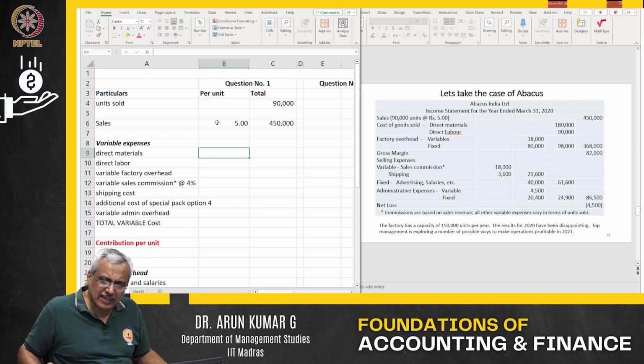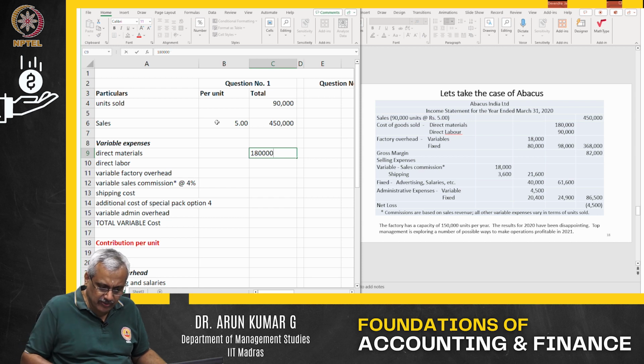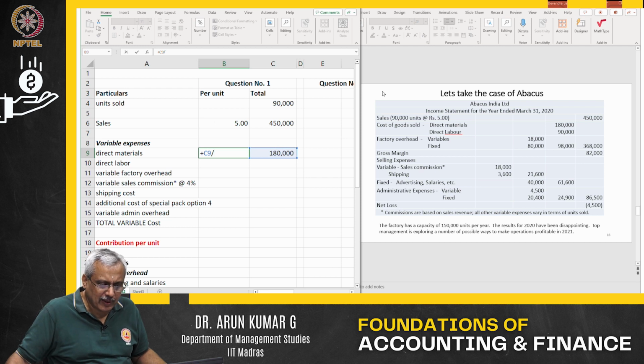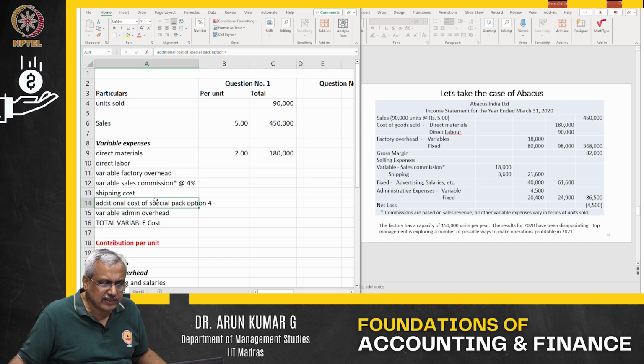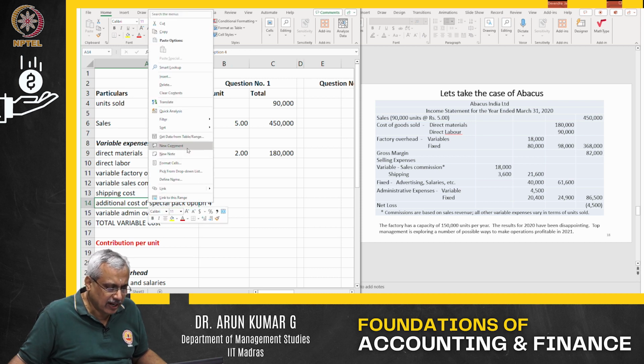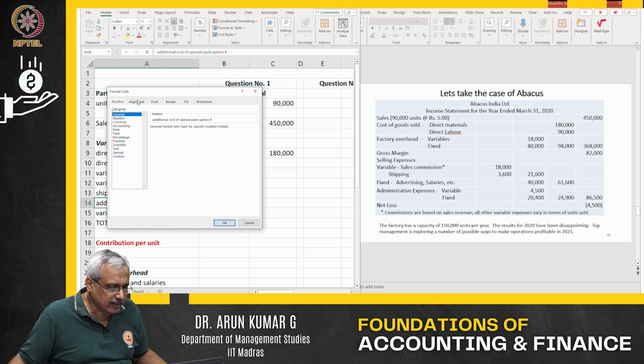What is the direct material? Direct material is about 1,80,000 is what they have reported. This 1,80,000 means per unit it is going to be 1,80,000 divided by 90,000, which is 2 rupees. It is basically going to be 2 rupees per unit. I am just going to format the cell, one minute.